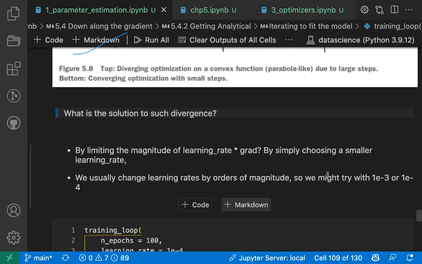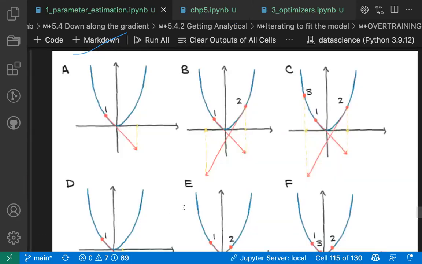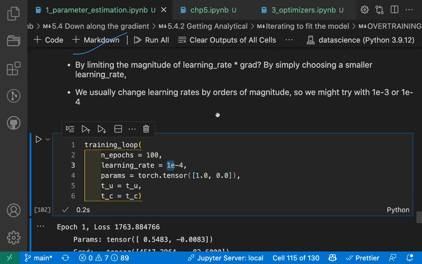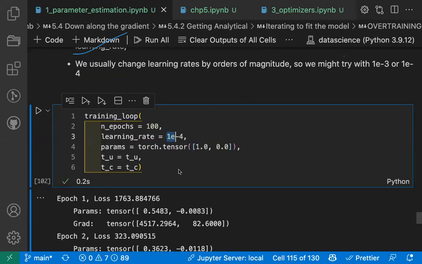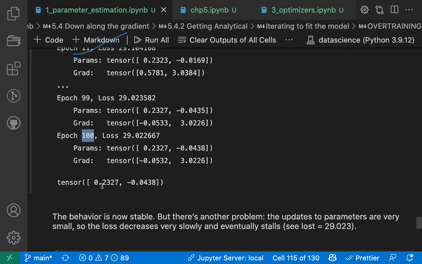So one way is to choose a smaller learning rate. The learning rate we used here is 10^-2, so we choose a smaller one, 10^-4, which is smaller than 10^-2. When we choose the smaller learning rate, we can see it runs for 100 epochs. Can you see that? And we can see that the behavior is now stable, but there is another problem.